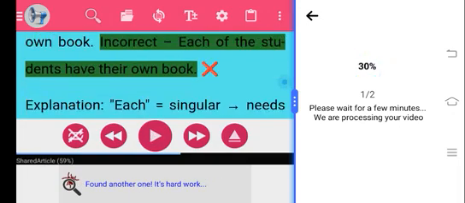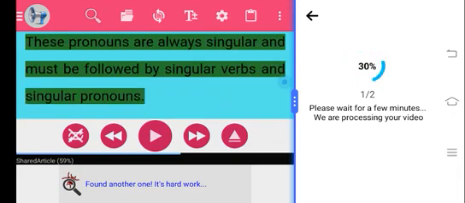Checkmark 2. These pronouns are always singular and must be followed by singular verbs.